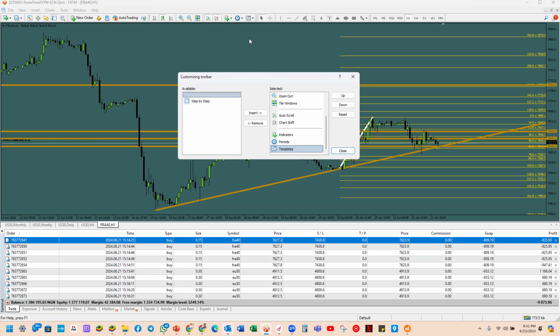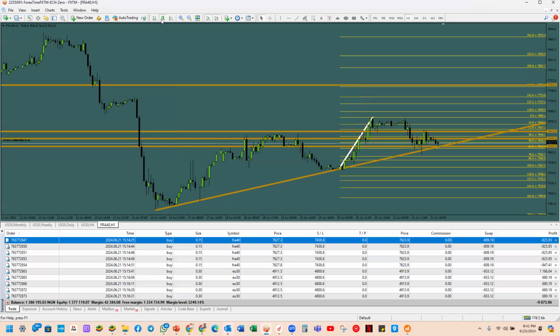All these tools that are showing, if I decide to move them to this side, to the back, they will disappear from here. And if I want them here, I select it and say insert, and it comes here. Any one that is showing here is the one that you can see. So I can see navigator, market watch, and template.